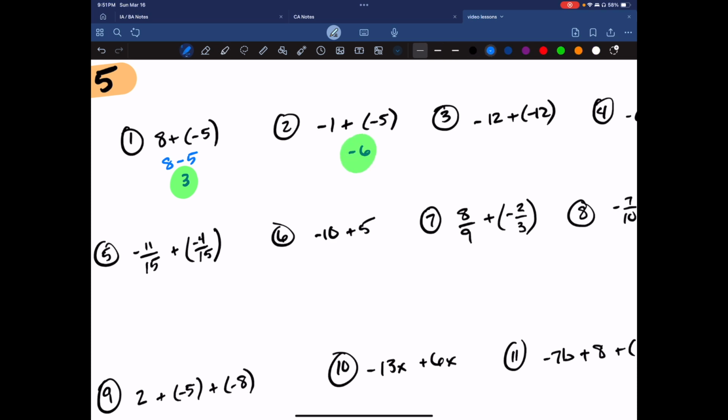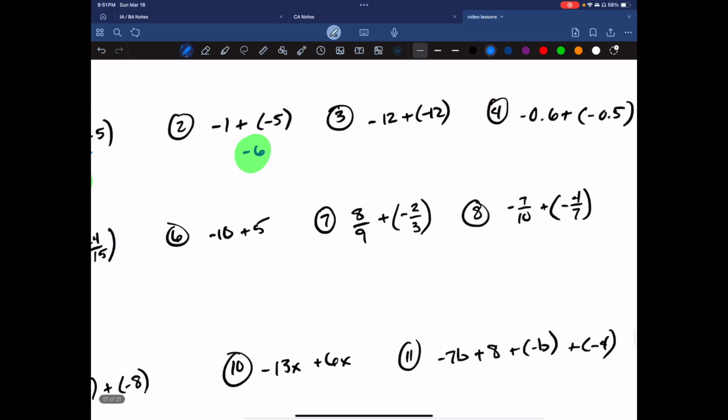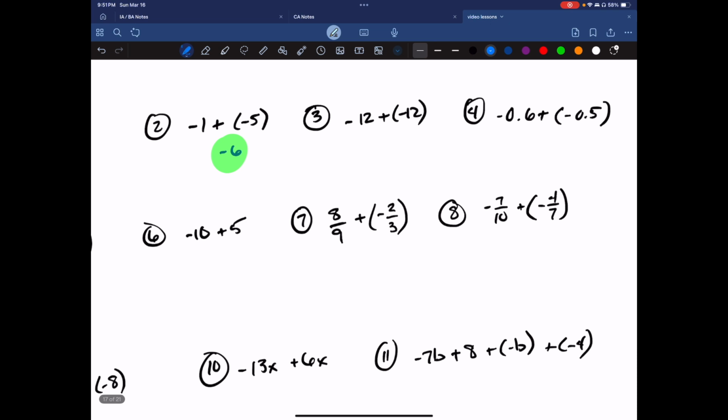Okay, 1 plus 5, they're both the same sign. So I say 1 plus 5 is 6. They're both negative, so my answer is negative. Here, same thing. You've got -12 plus -12. So 12 plus 12 is 24. They're both negative. So it's going to be -24.